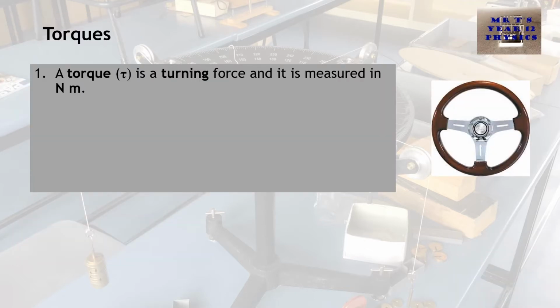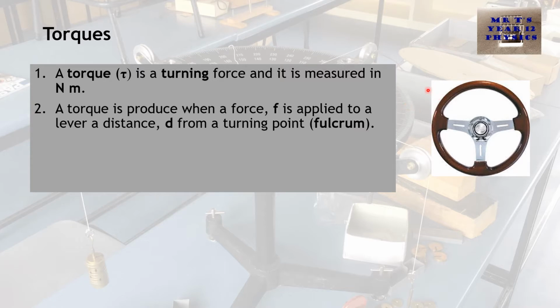Okay, torques. A torque, simply put, is a turning force, and it's measured in Newton meters. It has the Greek symbol tau. Now, we can look at a torque by using a representation here of a steering wheel, or we take a picture of a steering wheel and we can kind of understand what a torque is.